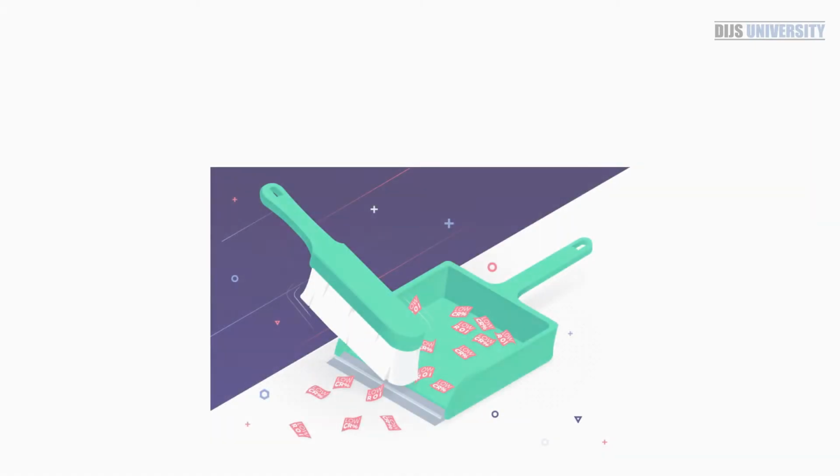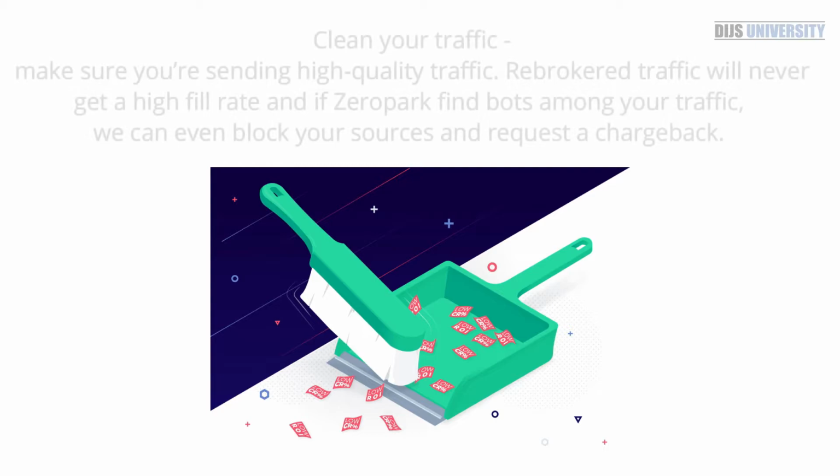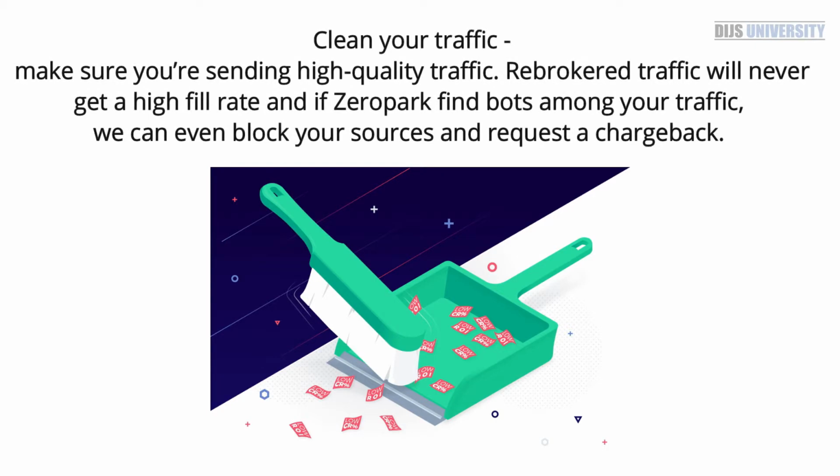Second, clean your traffic. Make sure you're sending high quality traffic. Rebrokered traffic will never get a high fill rate, and if Zeropark finds spots among your traffic, they will block your sources and request a chargeback. Keep an eye on what your publishers are sending and send their publisher ID in the request if you can. If one of your publishers sends shady traffic, then Zeropark will help you find them and remove the harmful source, so the whole feed performs better.